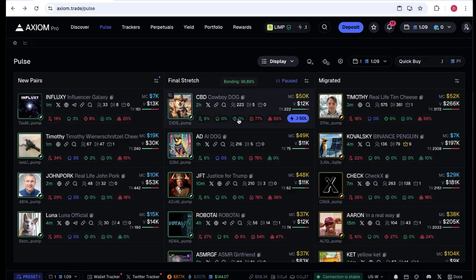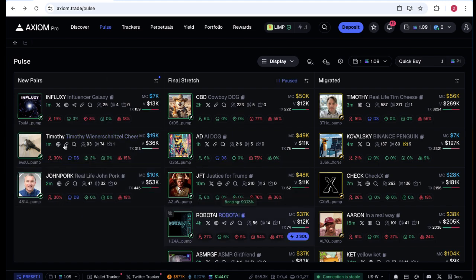Moving along, this middle column, final stretch. These are the tokens that are considered to be outside of the launch range, and now they're moving towards bonding. But the thing is, we really need to define what final stretch is, because for one person, they might think that the floor should be something for final stretch, and I might not agree.